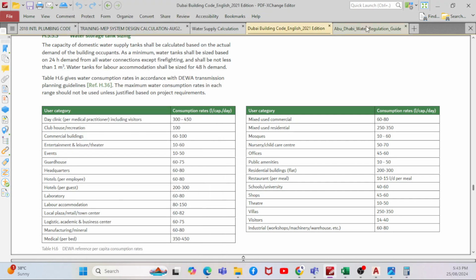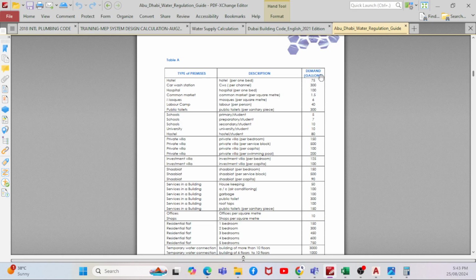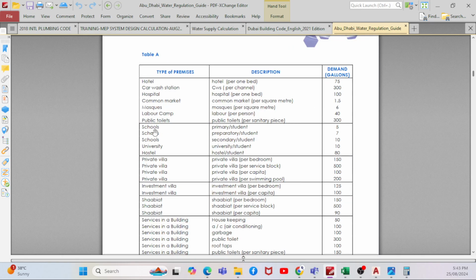If you go to Abu Dhabi, you have a different scenario. For schools, primary students, it is 5 gallons per student. Clear, right? For a villa, it is 150 gallons per bedroom. One bedroom is 150, two bedrooms is 300. If you have 10 single bedrooms, then 150 into 10. This is the way to calculate your demand.